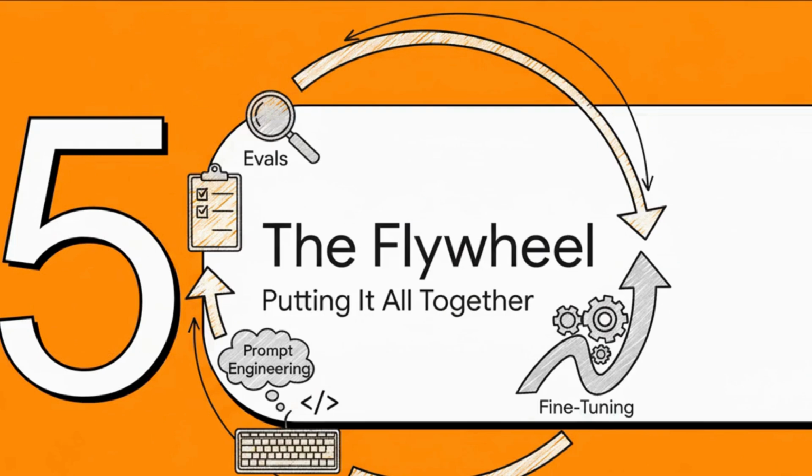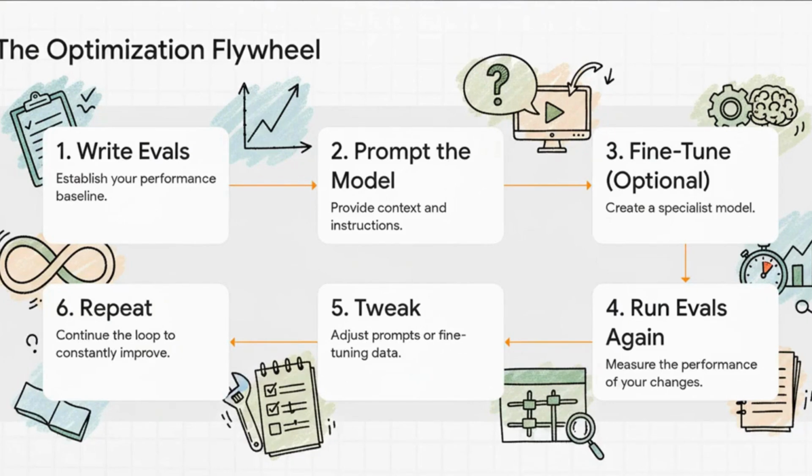So, we have our 3 pillars. We measure with evals, we guide with prompts, and we specialize with fine-tuning. Now, let's put it all together into this single process that makes this whole system sing, the flywheel. This right here is the optimization flywheel. You start by writing evals to set your baseline. Then, you engineer your prompt. If you need to, you fine-tune a model. And then, and this is the absolute key, you run your evals again to measure the impact of your changes. Based on those results, you tweak your prompts or your data, and you just repeat the loop.